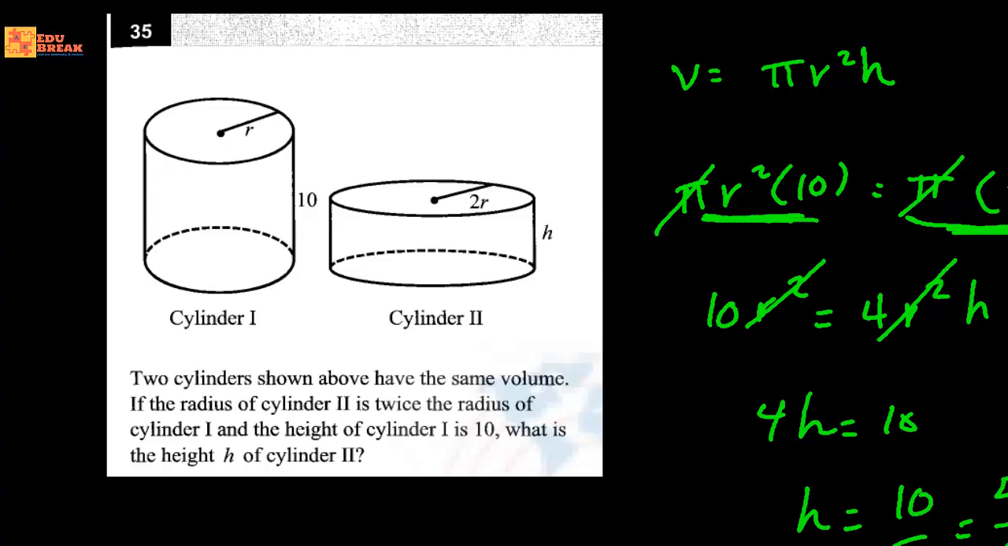Question 36. G of x equals x squared minus 3x plus 2 over x plus 2 whole squared minus 8x. For what value of x is the function above undefined?